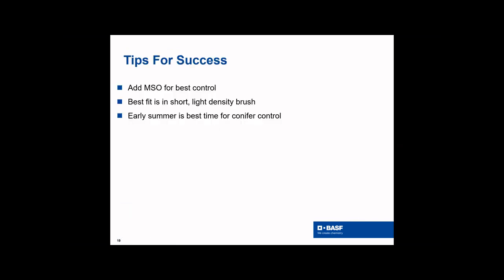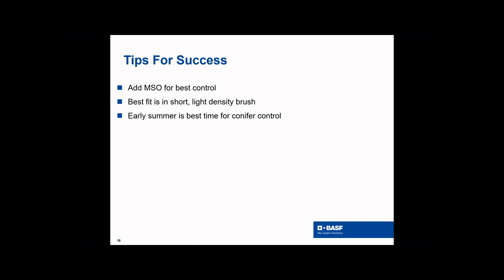And so just some tips when it comes to these low volume backpack applications. If you're trying to control brush, at least with BASF chemistry and most of the other chemistry out there, we usually recommend methylated seed oil as an adjuvant. You're going to get the best uptake. It's going to get through the cuticle of some of these waxy species, and you're going to get the best control. Again, these low volume applications are best in short, light density brush.